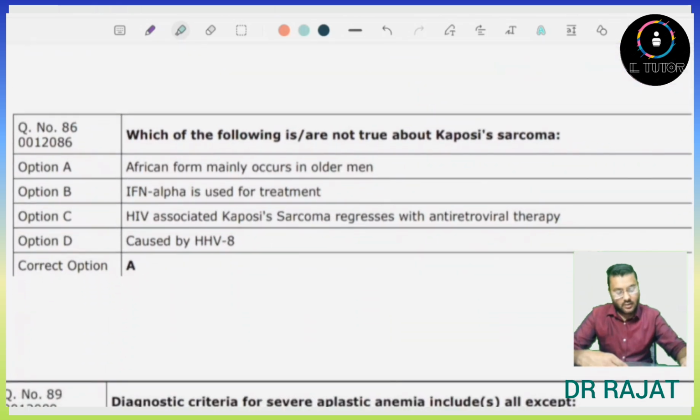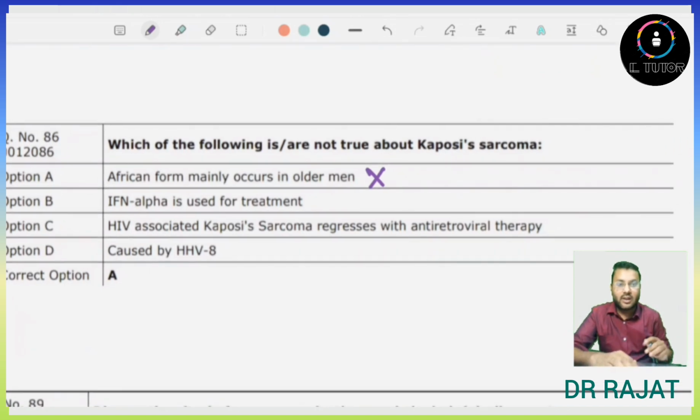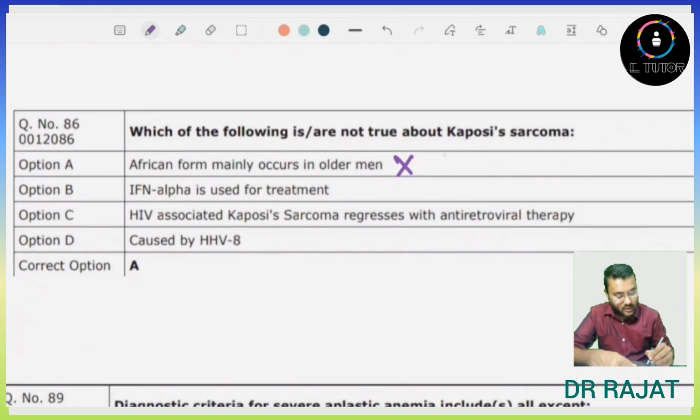Now, next question is which of the following is or are not true about Kaposi sarcoma? So, African form mainly occur in older men. This is not true. There is no such epidemiological finding that it is more common in men. It is equal in both male and female. So, it is same in both male and female.